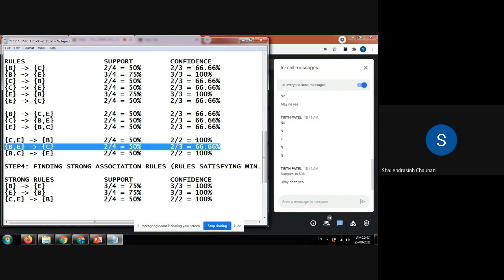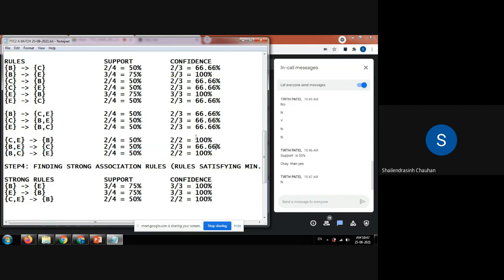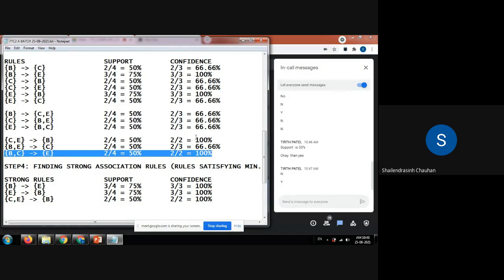This rule, weak rule, and can you consider this as strong? Can you consider this last rule as strong rule? Yes. So that is strong rule.